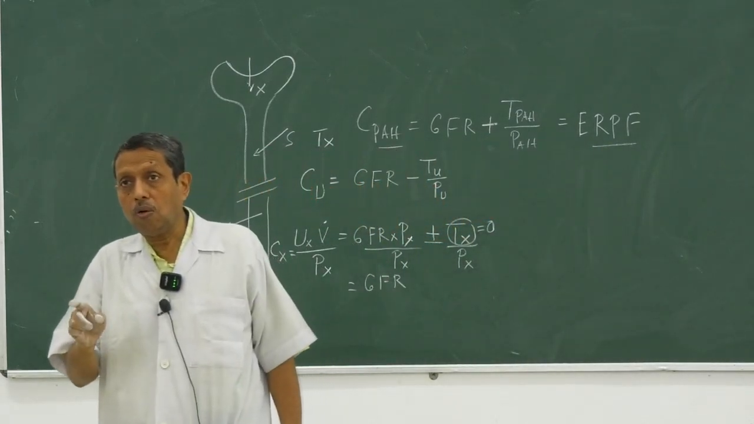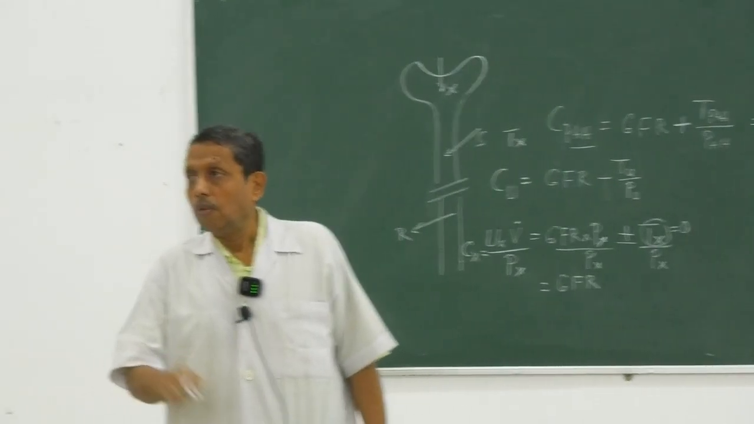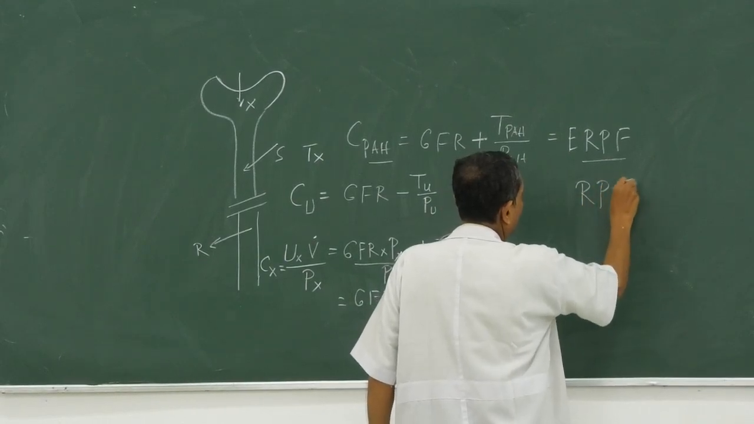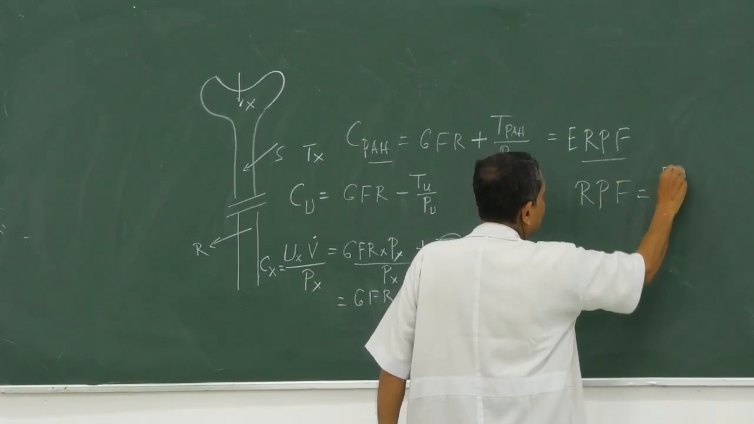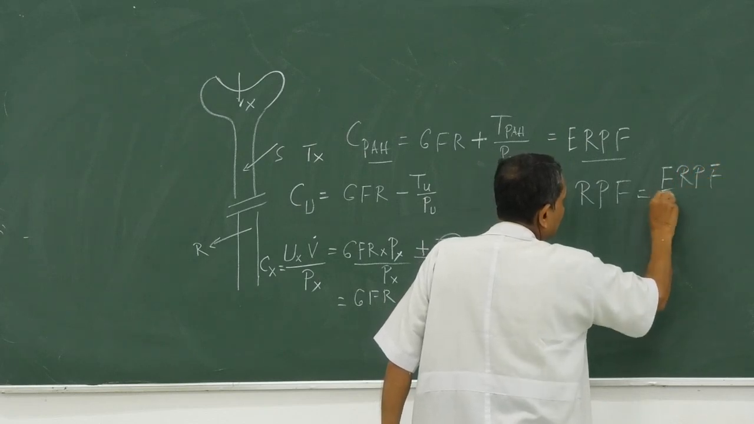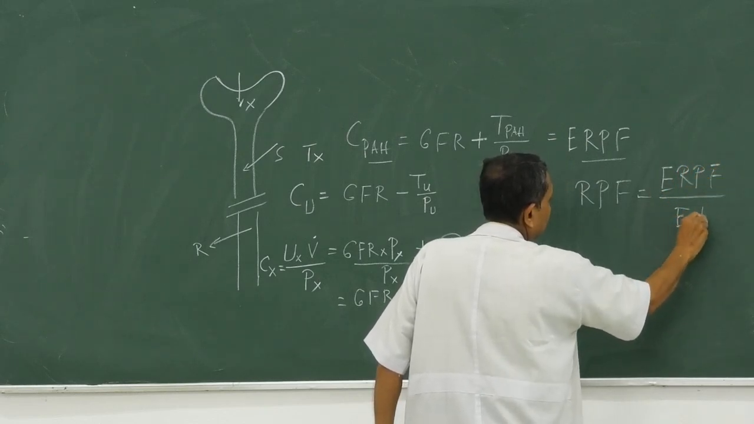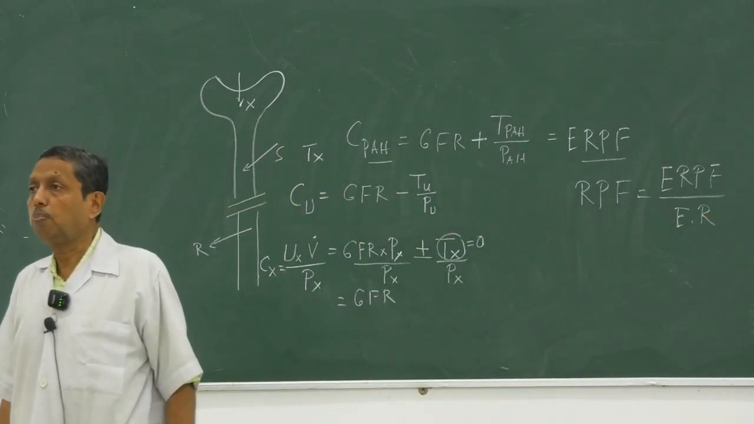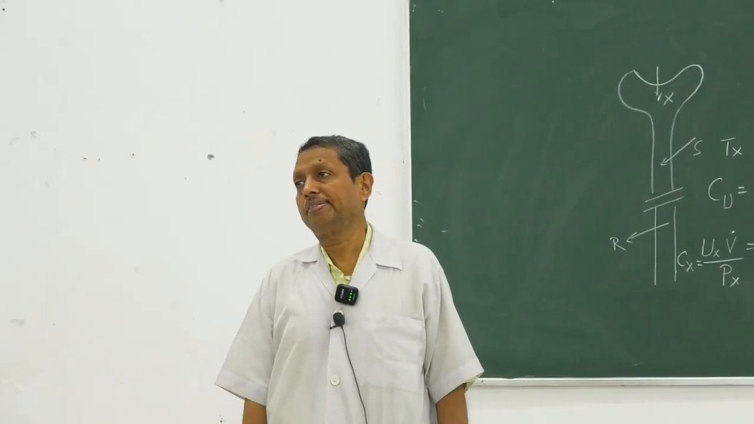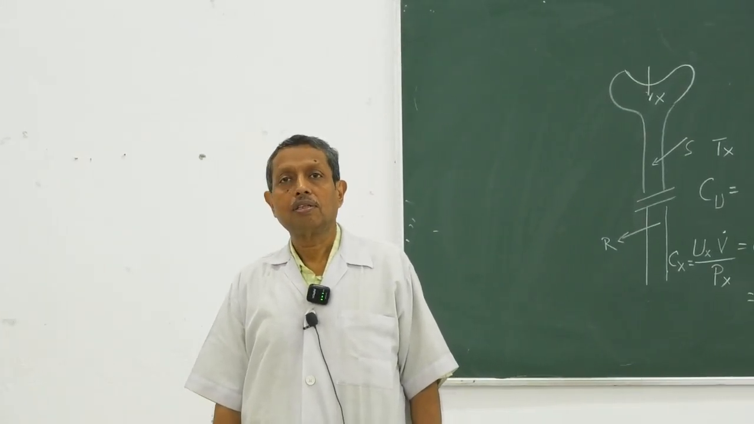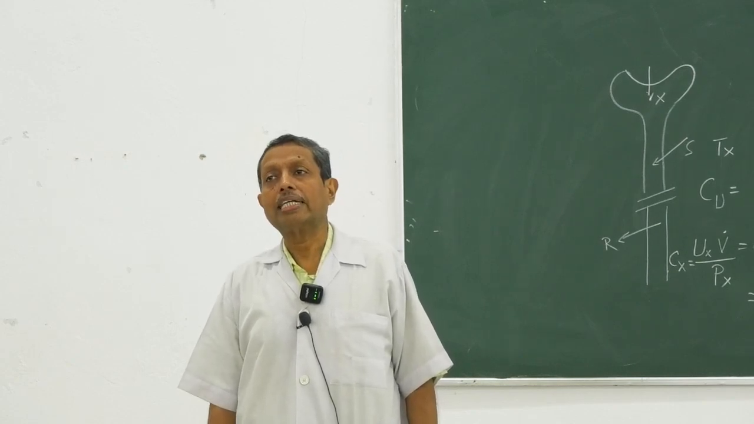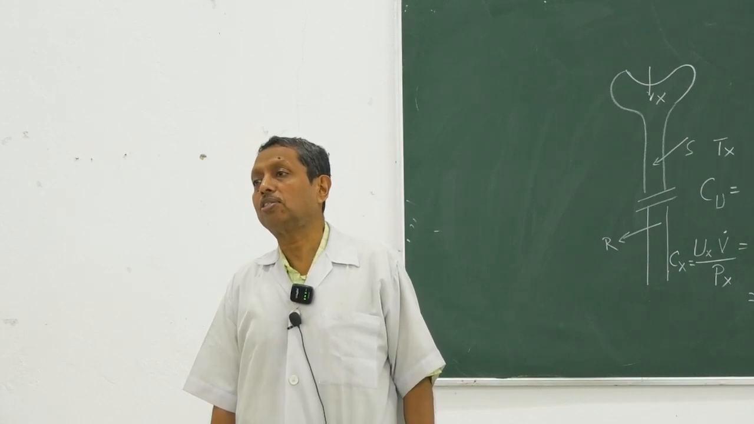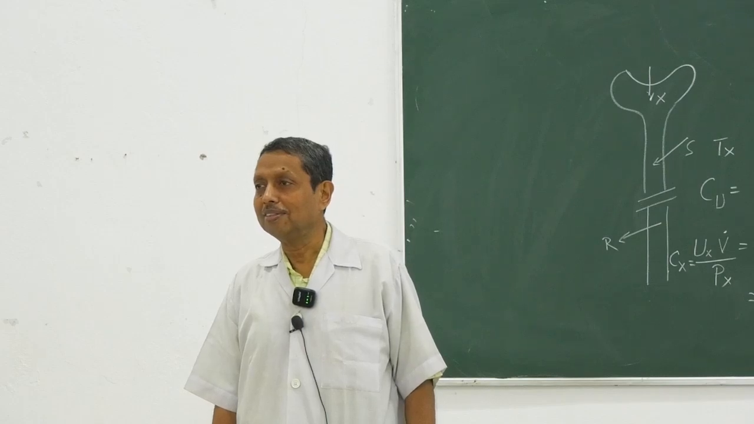And for renal plasma flow, renal plasma flow is equal to effective renal plasma flow divided by ER. What is the full form of ER in this case? Extraction ratio in decimal fraction.